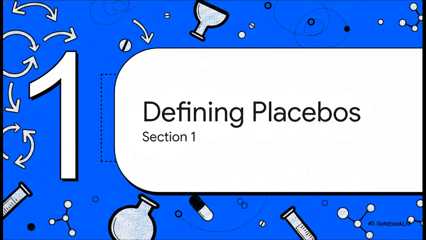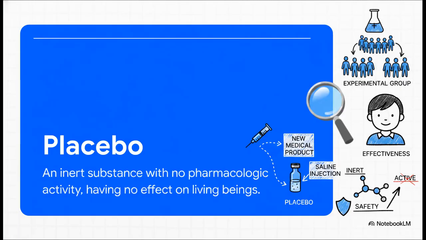Section 1. Defining placebo control. Let's establish the scientific baseline required for standard medical testing. Okay, so before we can really look at the trials, we gotta get our definitions straight. According to the FDA's own guidance, a placebo is strictly defined as an inert substance with no pharmacologic activity. And the CDC echoes this, defining it as a substance or treatment that has no effect on living beings. Typically, in a gold standard clinical trial, an experimental group gets the new medical product, and a control group gets this truly inert placebo, like a simple saline injection. That is what allows scientists to isolate the exact effects and the true safety profile of the new product.